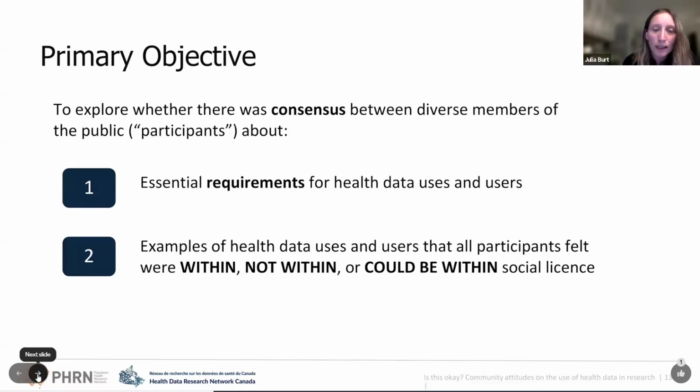So in terms of our work with Health Data Research Network Canada, what we really wanted to do was expand on the current research on community attitudes about health data by adding experienced public and patient advisors' views on two main things. One being essential requirements for health data social license.